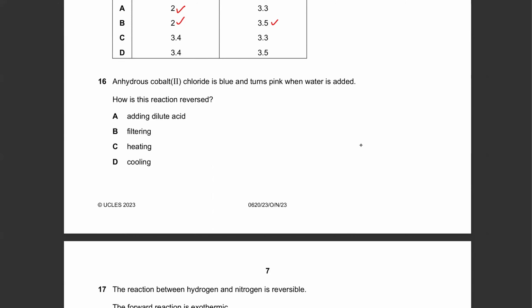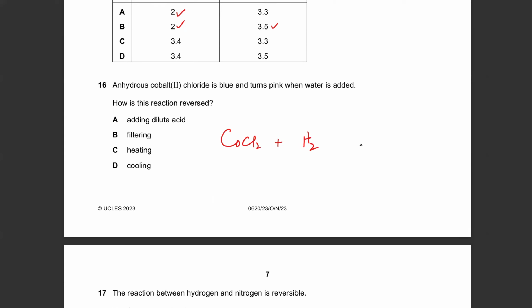Cobalt 2 chloride turns from blue to pink when water is added. How is this reaction reversed? For this one, you heat it. You add water to it and it turns hydrated. You want to reverse this, you want to get rid of water, so the water has to evaporate, so you would have to heat it.